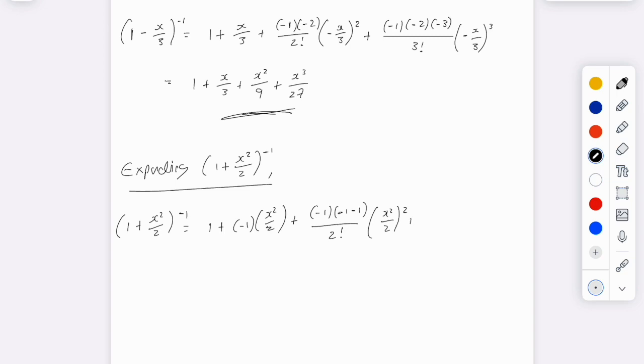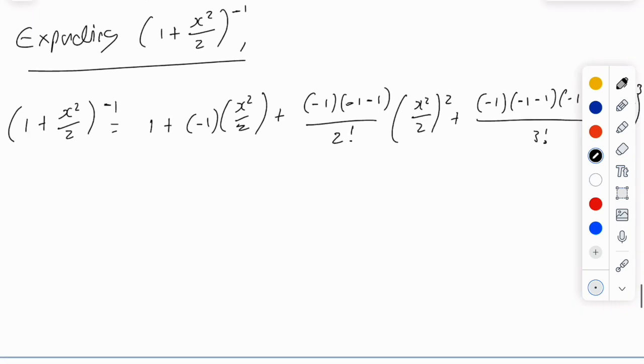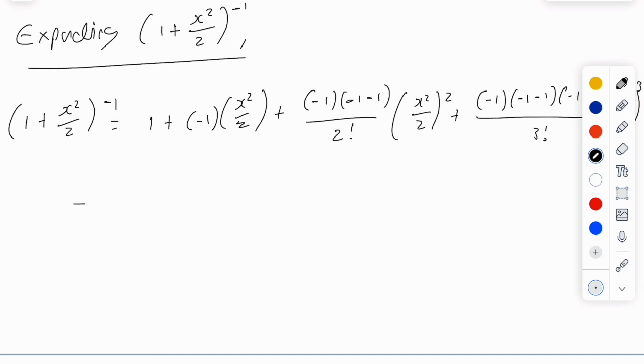and we're then going to plus minus 1 times minus 1 minus 1 times minus 1 minus 2 over 3 factorial, times x squared over 2 to the power 3. Okay, and when we simplify that out now, that is going to give me 1 minus x squared over 2 plus x to the 4 over 4 minus x to the 6 over 8.